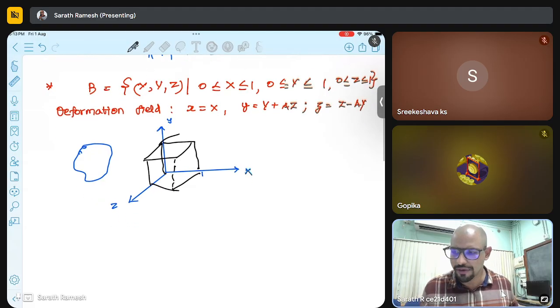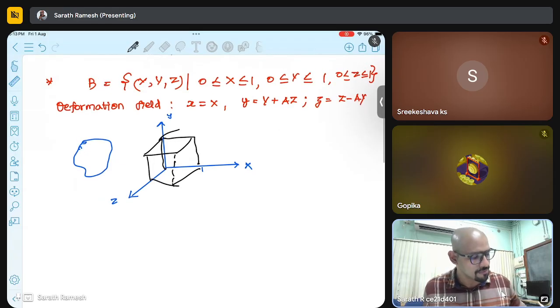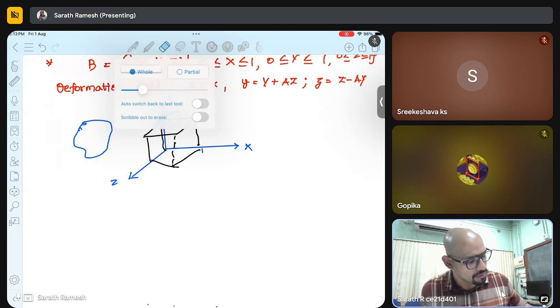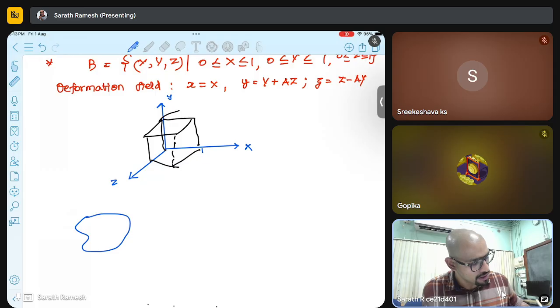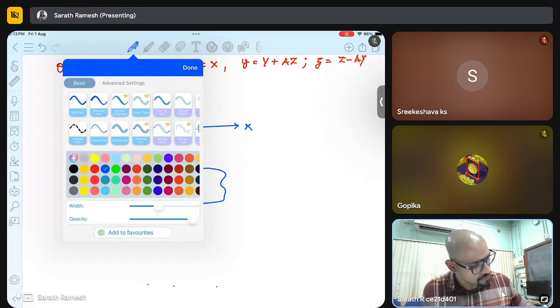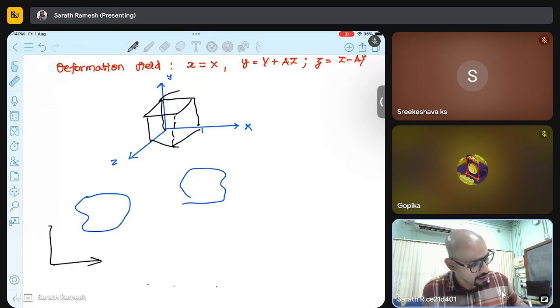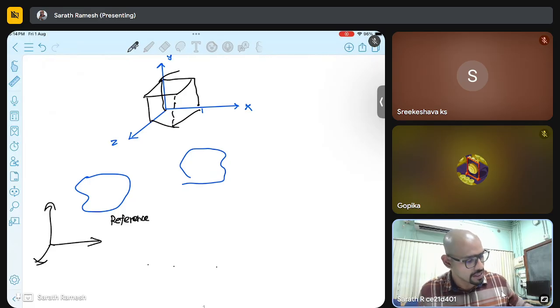To understand the deformation field, we need to understand something called reference configuration and current configuration. Suppose a body is here, some irregular body. After applying force, this body has been displaced to some other location with respect to the coordinate system x, y, and z. So the reference configuration is the initial state of the body, and the current configuration is the final state of the body.